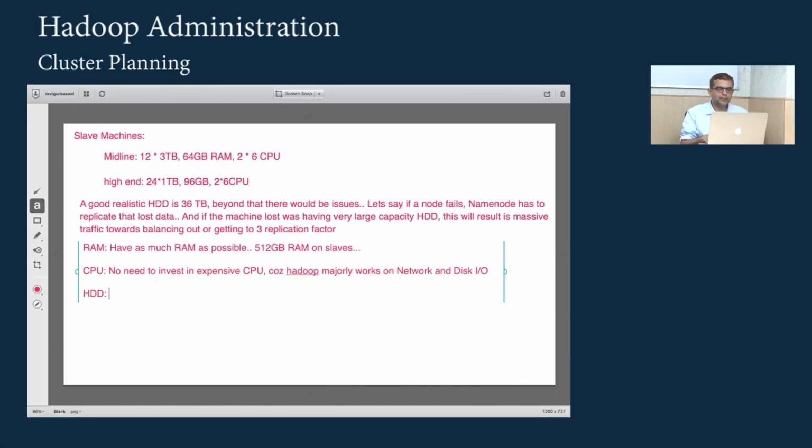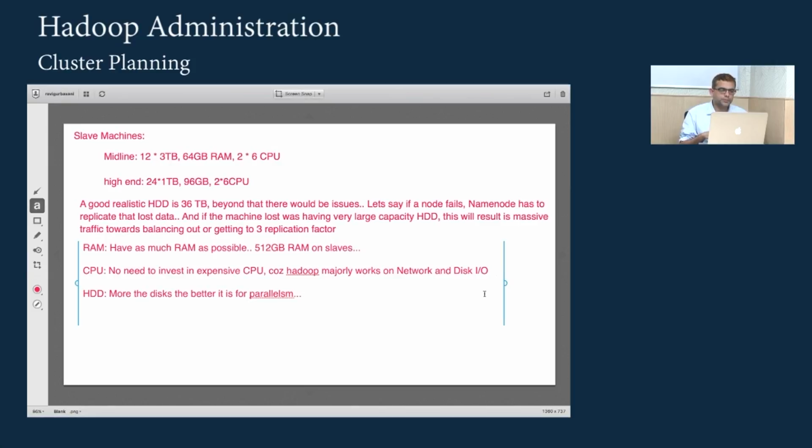When it comes to hard disk drives, the more the disks, the better it is for parallelism. That's important. So the more disks you buy, the better it is going to be for parallelism of your system. And this is all about RAM, CPU and hard disk of slave machines.